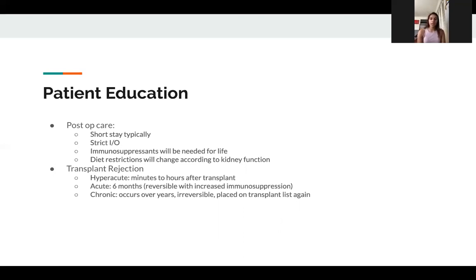We would also want to talk to him about transplant rejection. There are 3 types. The hyperacute is minutes to hours after transplant, and then the acute is within 6 months. These 2 are both reversible with an increase of immunosuppressants. And then chronic occurs over the years. Unfortunately, this one is irreversible, so he would have to be placed on a transplant list again. That's why it's important that he follows the diet and focuses on keeping healthy so that this kidney can actually last.